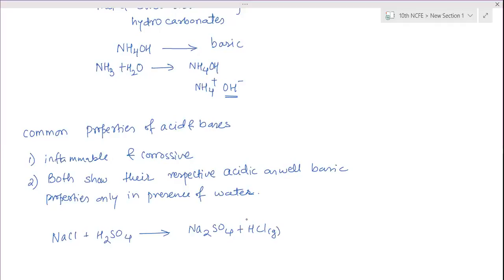Okay, and then one more question is there. Alcohol and glucose, although they consist of hydrogen and OH, are not considered acidic or basic. Give reason.